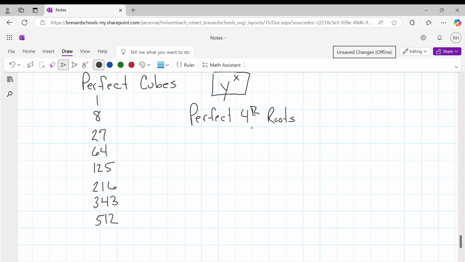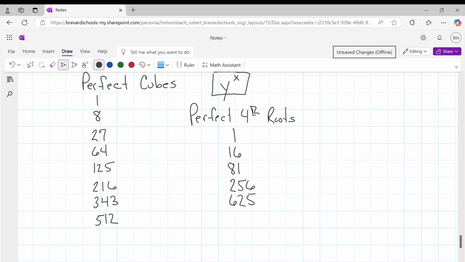All right, perfect fourth roots, again, would be 1 raised to the fourth power is 1. 2 raised to the fourth, that's 16. And 3 raised to the fourth, it's 81. 4 raised to the fourth power, 256. 5 raised to the fourth, 625. And you're not going to need anything bigger than that when you're simplifying fourths.